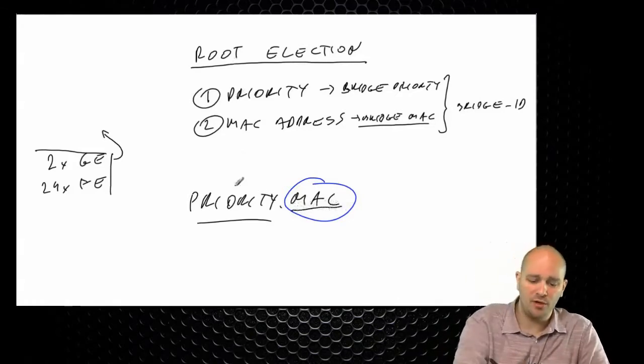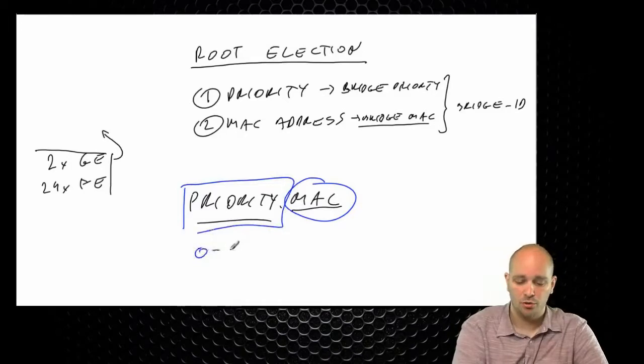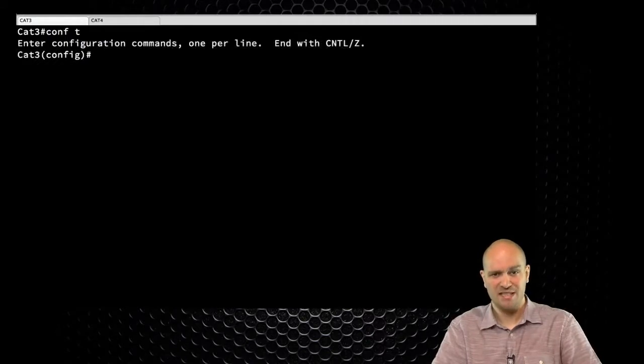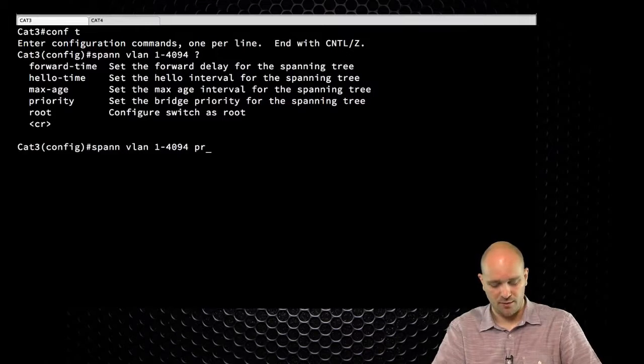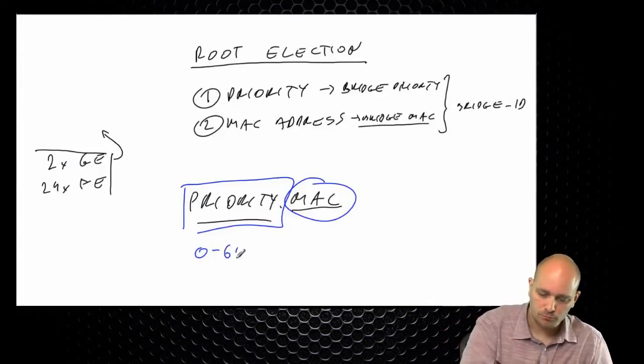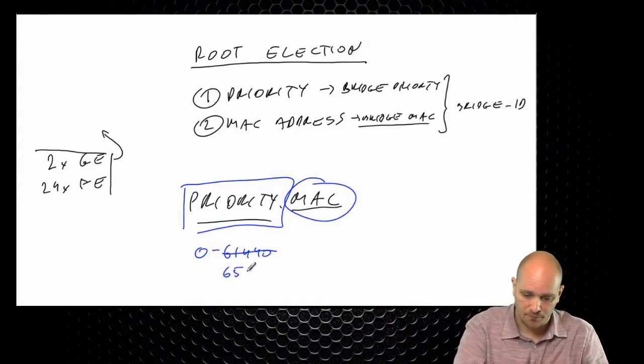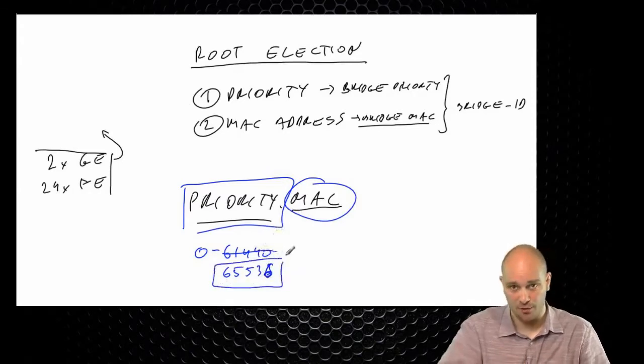Now, the priority is the value that you can set yourself. The possible values are from 0 to, what is the maximum value? I don't remember. Let me take a look. I think it's 65,536, but not entirely sure. So I'm just going to say spanning-tree VLAN 1 to 4094, question mark, priority, question mark. Well, it's 61,440, okay? But technically speaking, the maximum value is 65,536. But let me explain why you cannot actually enter this value.